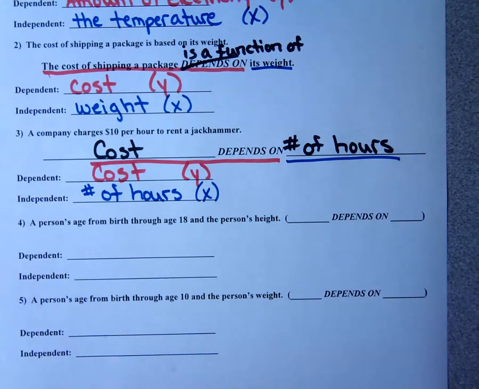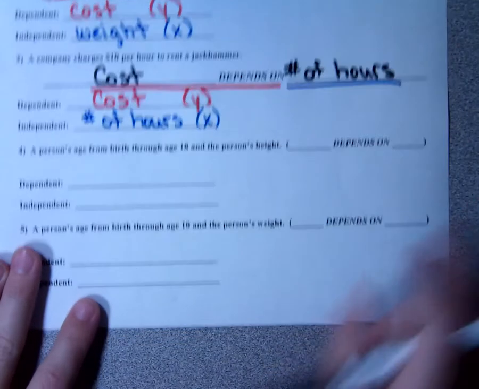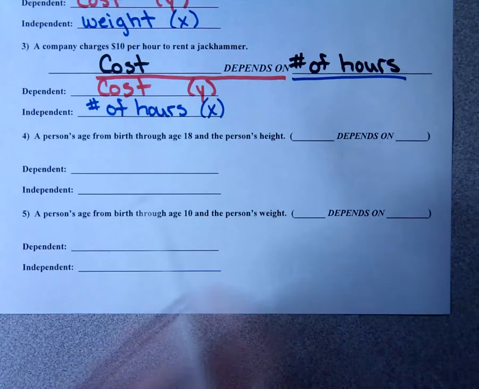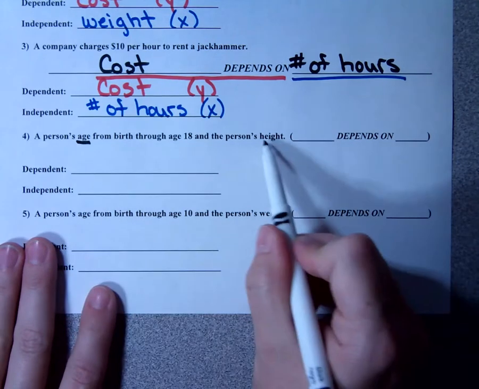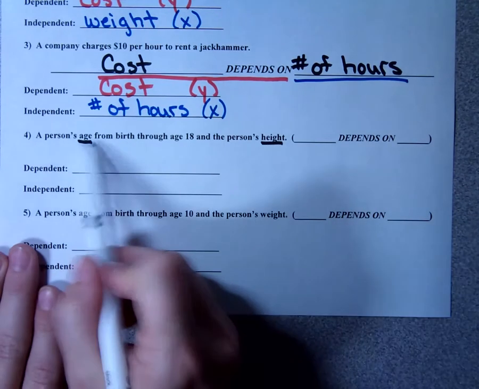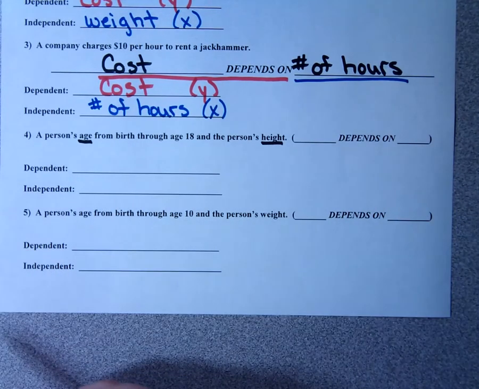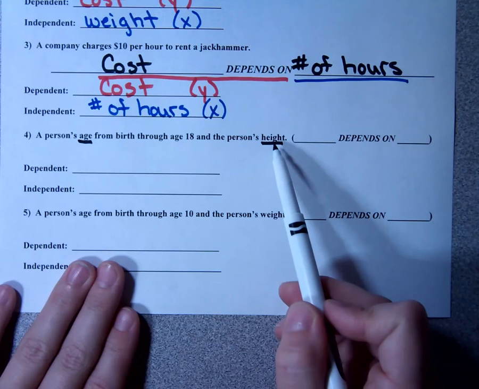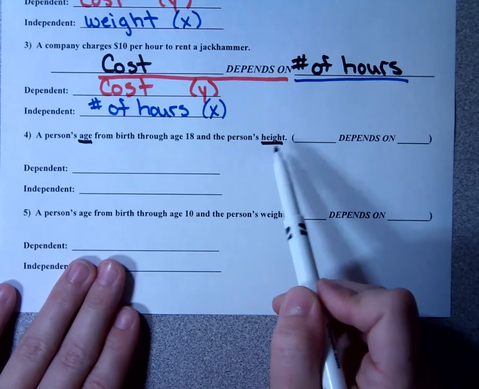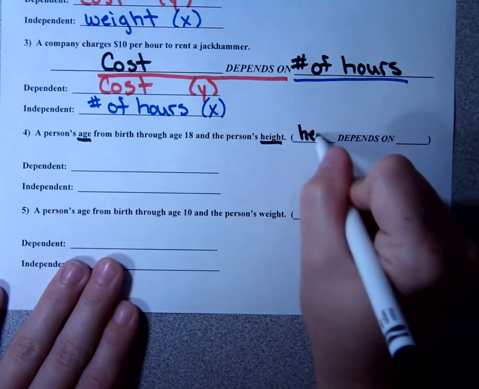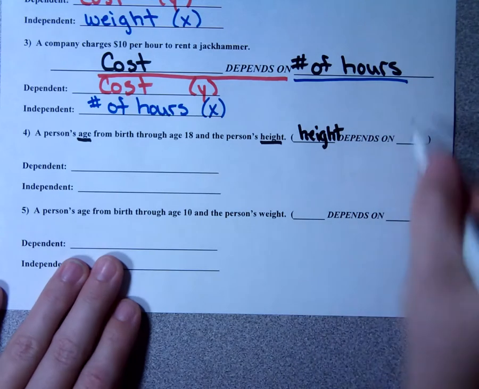Okay, this one's going to be a little easier for you to think about. Number 4. A person's age from birth through age 18 and the person's height. What depends on what? Does your age depend on your height? Or does your height depend on your age? Think about which one makes the most sense. Does your age depend on how tall you are? Or does how tall you are depend on your age? And hopefully you think your height, how tall you are, depends on your age.